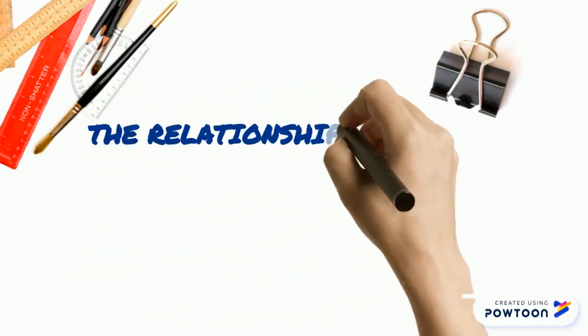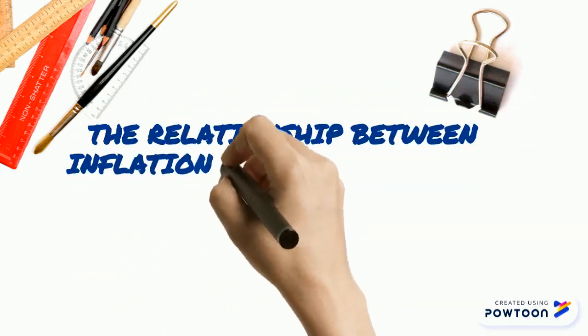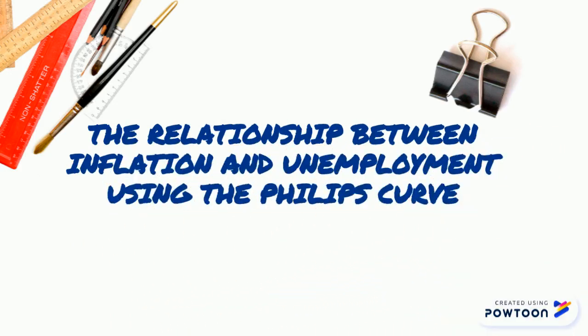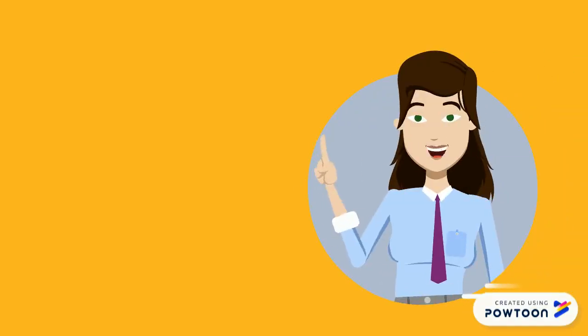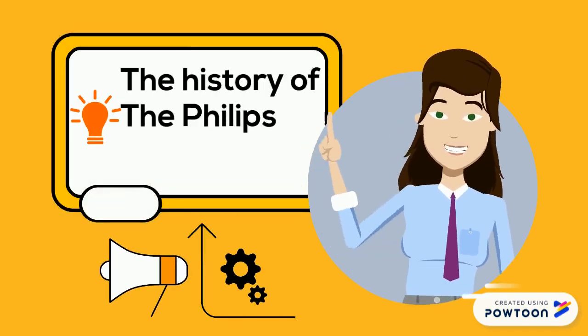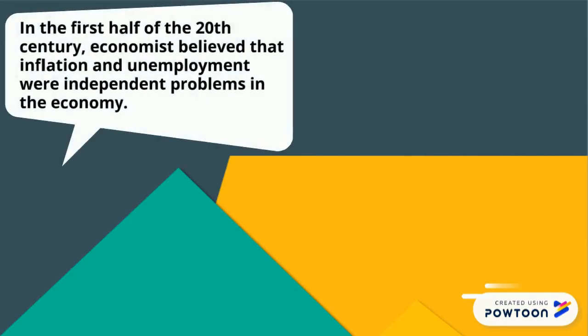Today, we are going to look at the relationship between inflation and unemployment using the Phillips curve. First, let us take a look at the history of the Phillips curve. In the first half of the 20th century, economists believed that inflation and unemployment were independent problems to the economy.